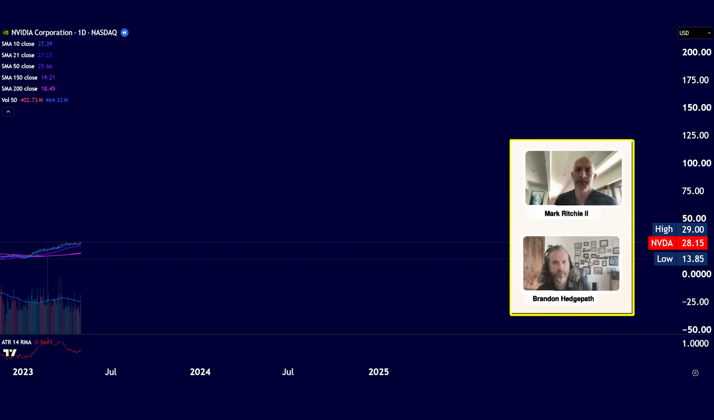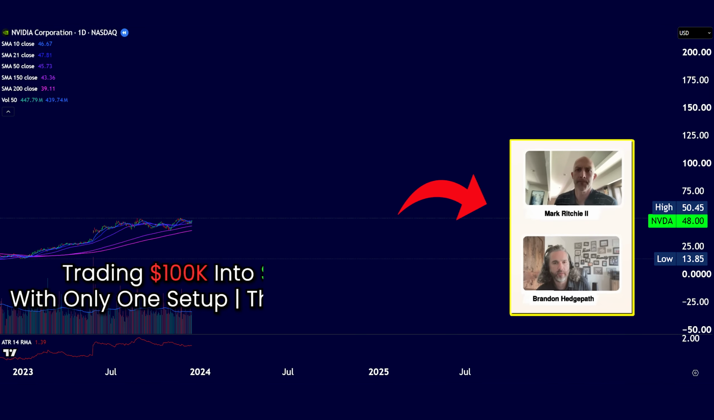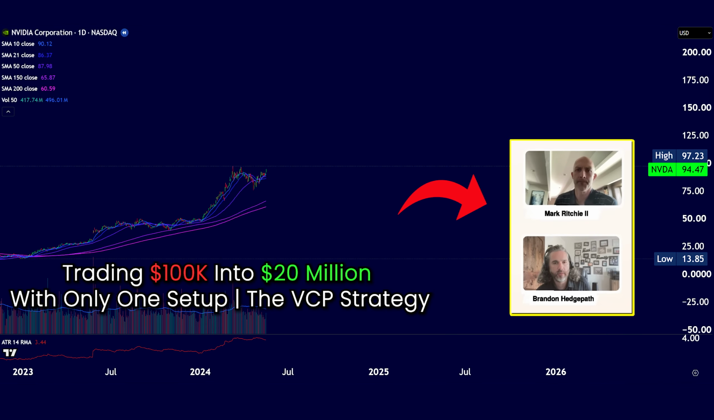Two traders use this one setup to turn $100,000 into $20 million. And it starts with a sentence most retail traders get exactly backwards. We don't want the high price. We want the right price.